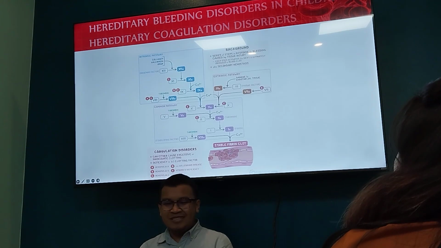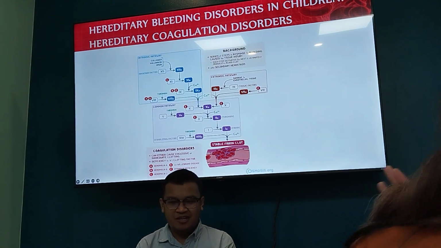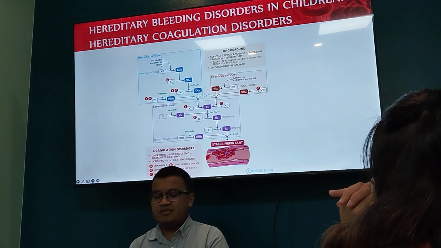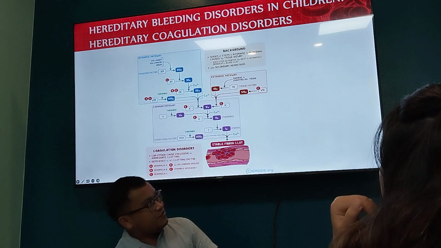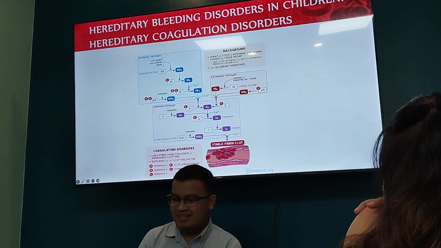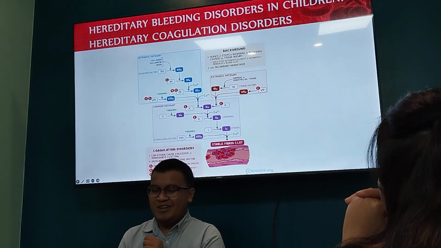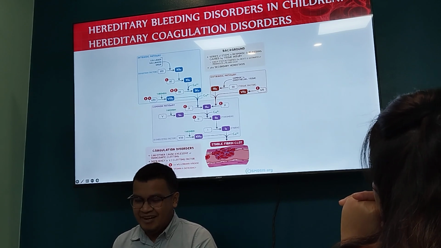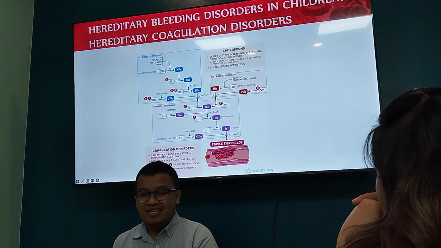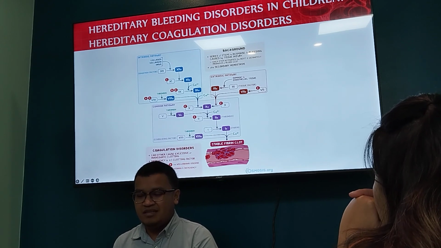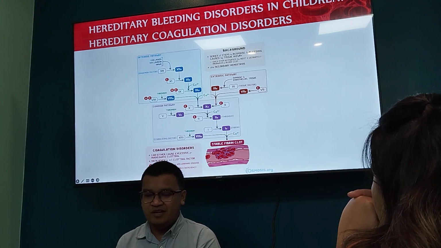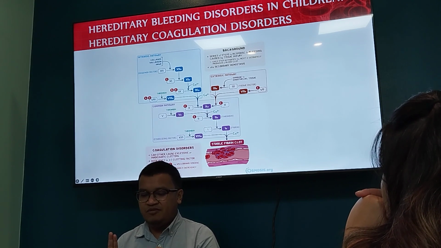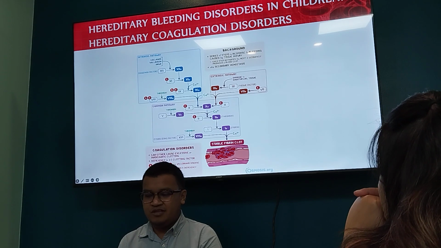Alright. So we are done with platelet and vascular disorders. Last would be your coagulation disorders. That's toxic, so we won't discuss it. Hereditary coagulation disorders, hemophilias, are clinically relevant diseases. The most common is hemophilia A, or factor VIII deficiency, and hemophilia B, which is factor IX deficiency.